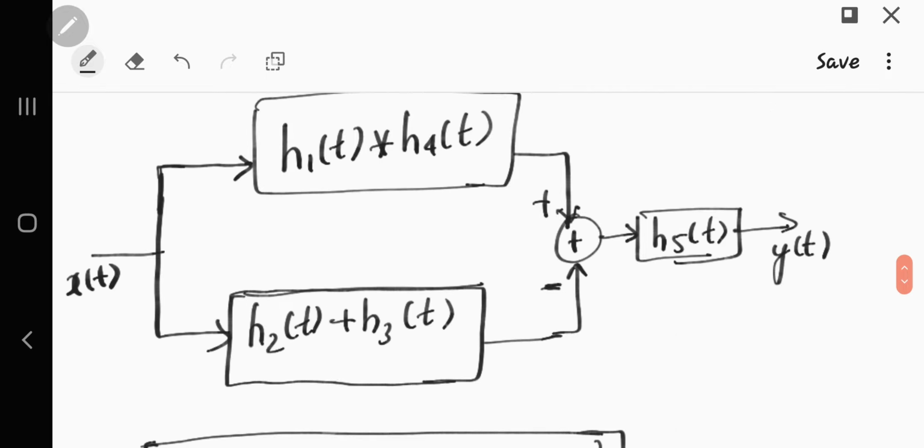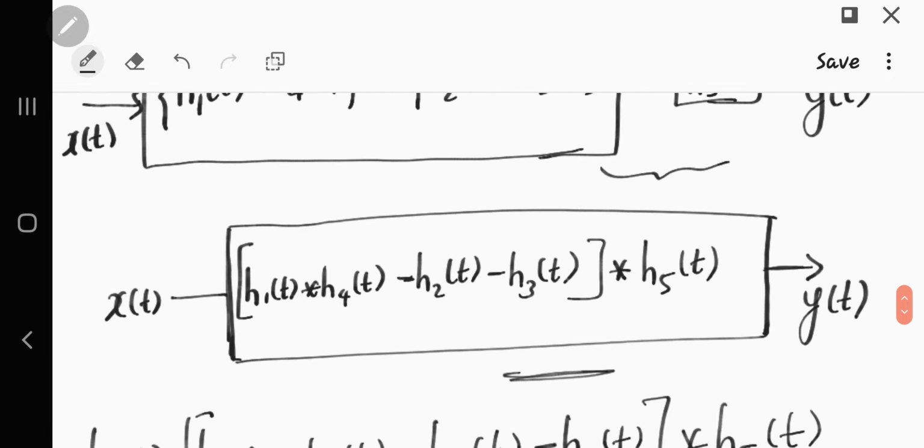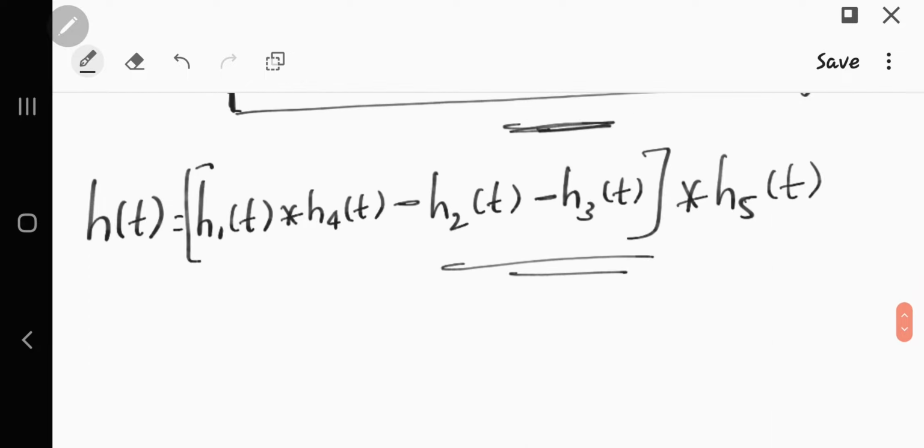And this is the equivalent circuit. This is the equivalent system for which the system impulse response h of t is equal to h1 of t convolved with h4 of t minus h2 of t minus h3 of t, whole convolved with h5 of t.